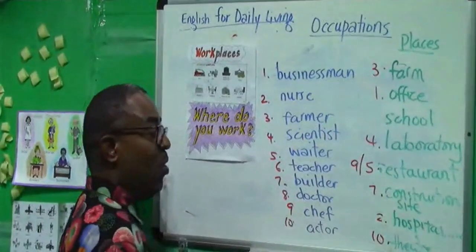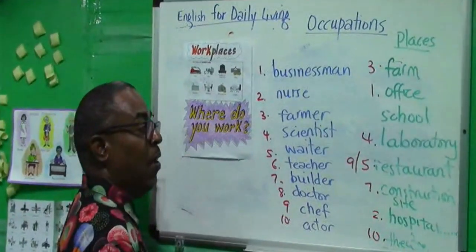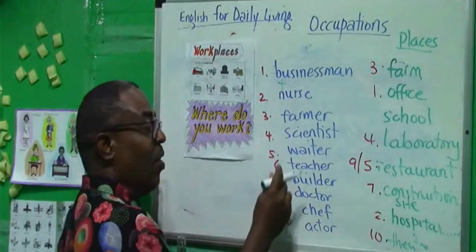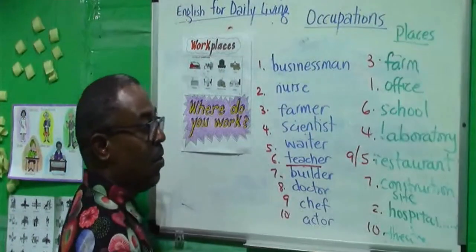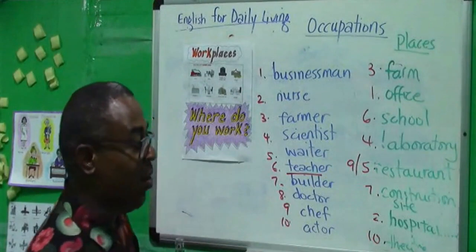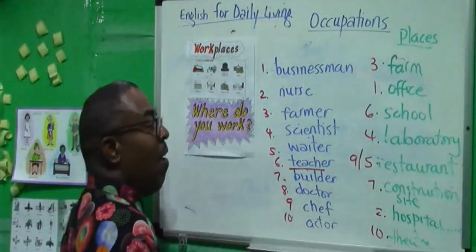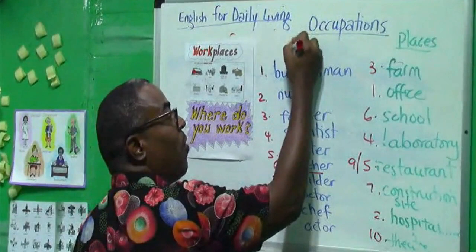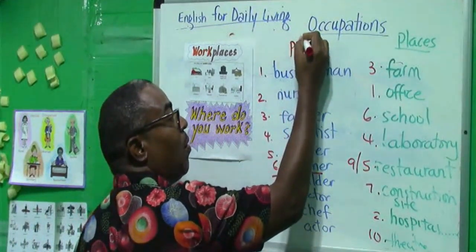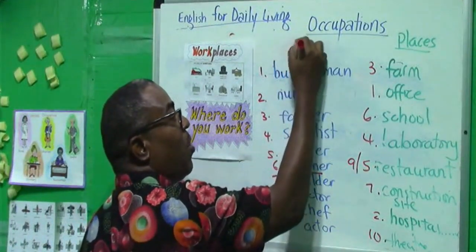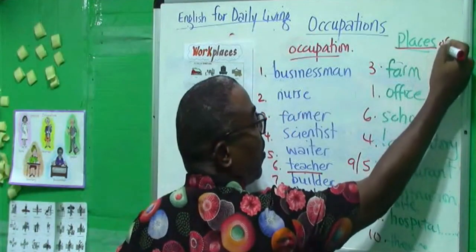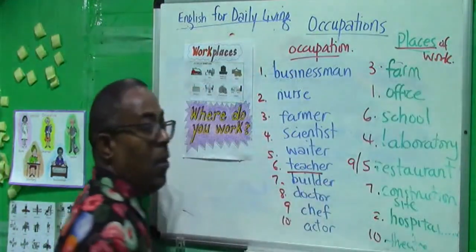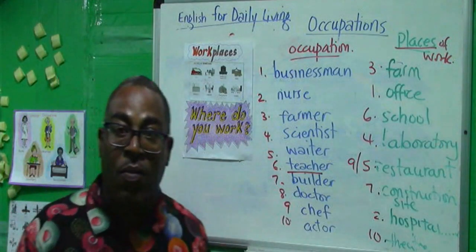I think we should have included teacher on this side. The teacher. Yes, number 6. The teacher would be at a school. There it is. A teacher would be at a school. All right. Are we missing any? All right. So these are the jobs or professions, occupations, and we have here the places of work. Very important for us to understand.